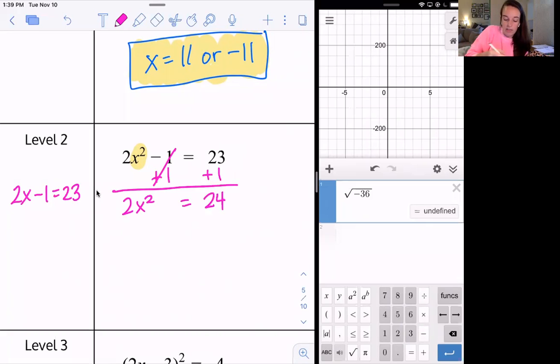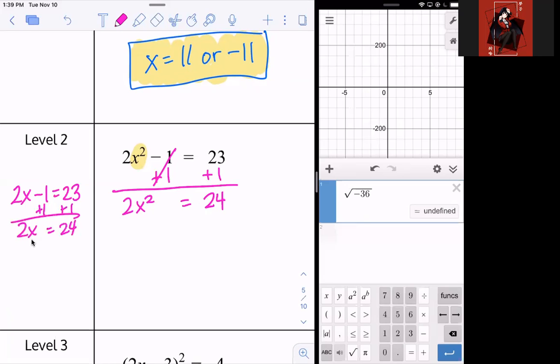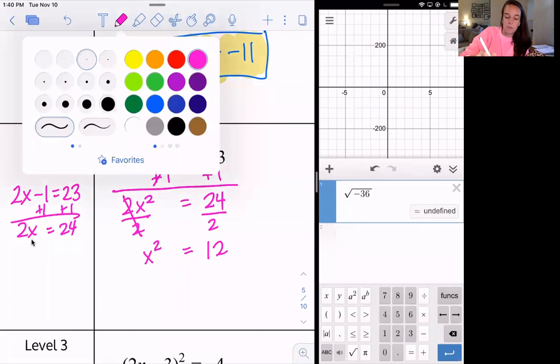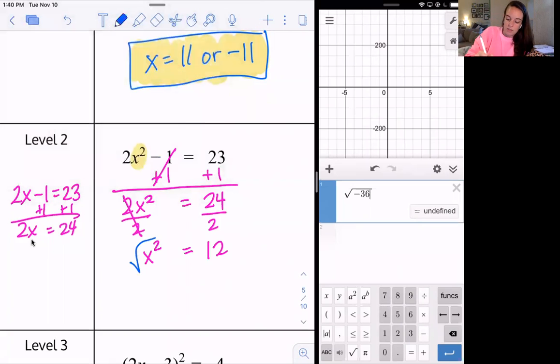And now, right, we would have done this. We'd have 2x equals 24. And now what would we do over here in order to get x by itself? Divide by 2. Yeah, we would divide by 2. So we're going to do the exact same thing in this situation. Divide by 2. So we'd have x squared equals 12. So that was our first step. Our first step was to get the x squared by itself. And our second step is to take the square root. So I'm going to go ahead and take the square root of both sides.